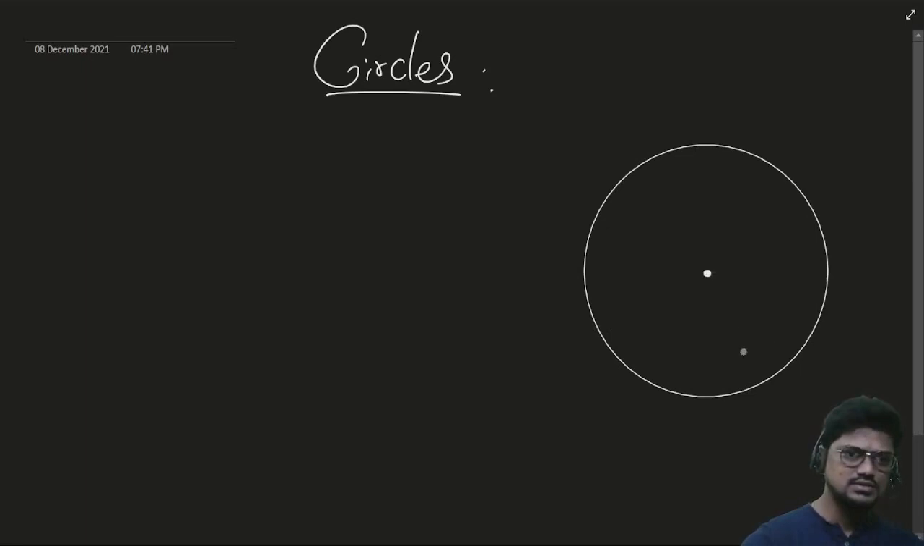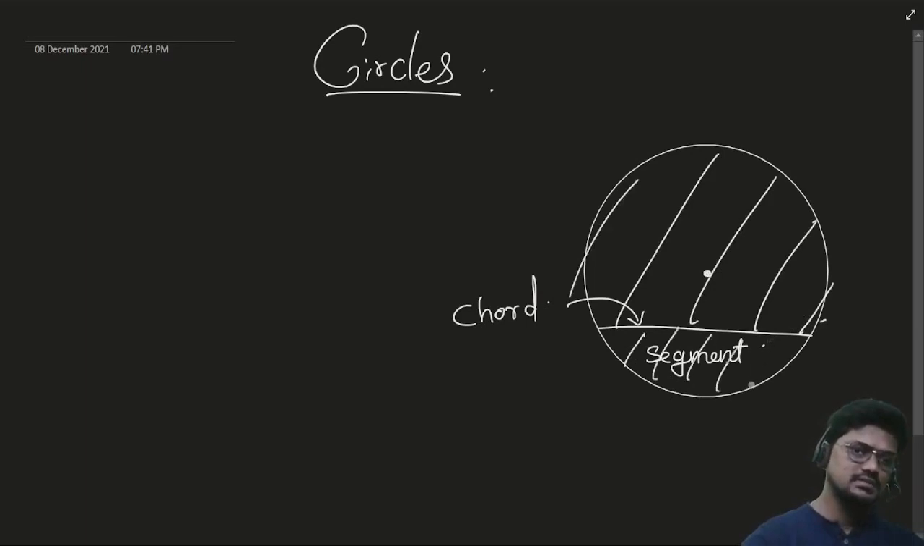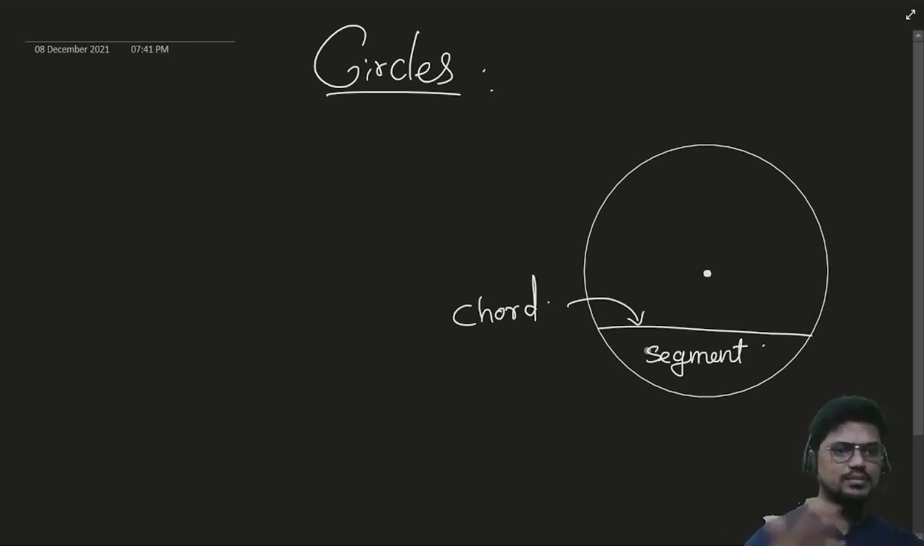Okay. Then what is this? Chord. Yes, this is said to be a chord. And what is this area called? See, the line is called the chord. The area under this is said to be the segment. There will be a minor segment and a major segment. This part is the major segment, and this part is the minor segment. There are two segments. A chord divides a circle into two segments, one minor and one major.